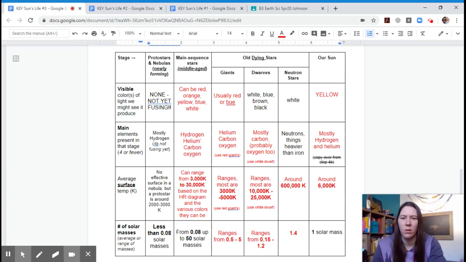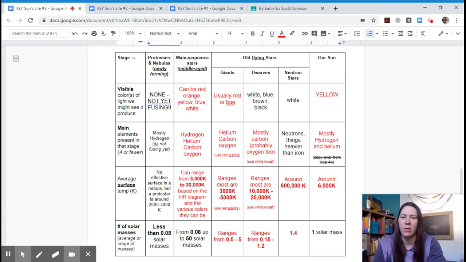So let's go across the visible colors of light. I'm going to go across each of these. Notice that I can take the sun column and I can think about which of these columns the sun best fits with in terms of characteristics. So, visible colors of light. Protostars and nebulas? None, because they are simply gaseous balls of mostly hydrogen that are not dense enough yet to fuse. Main sequence stars, colors of light.